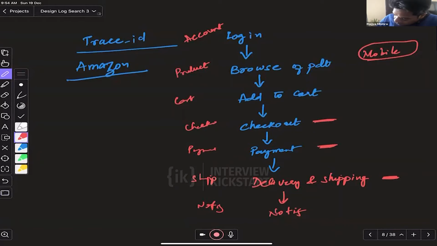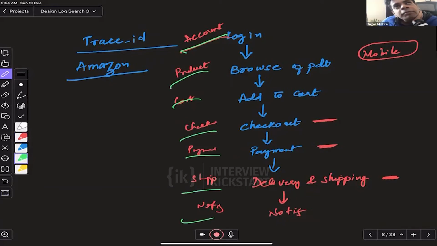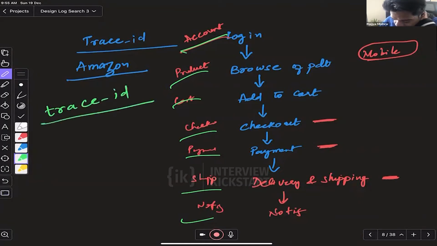Now these are all different microservices. All of these are different microservices, and so how do I search through those? So there should be a common thread somewhere which helps me go through all of these logs. So that's where this trace ID kind of thing comes into the picture.